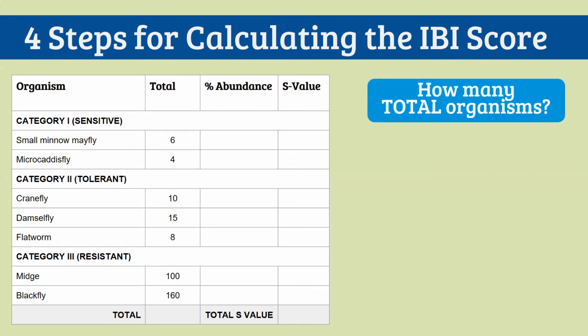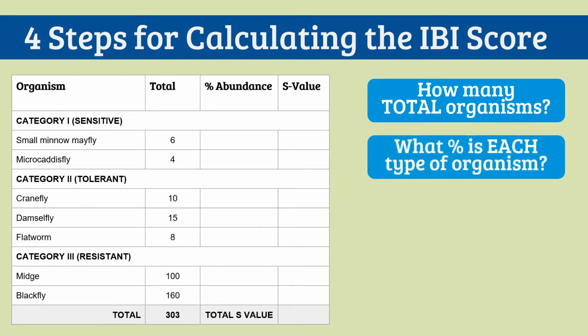sample. That means we add up every organism: 6 plus 4 plus 10 plus 15 plus 8 plus 100 plus 160. That gives us 303 total organisms in our sample.